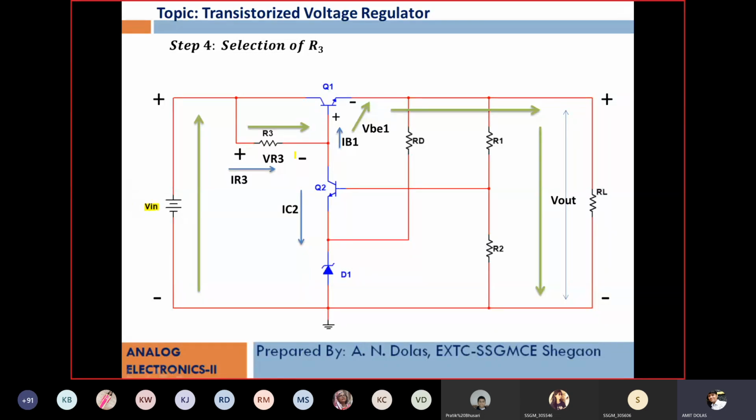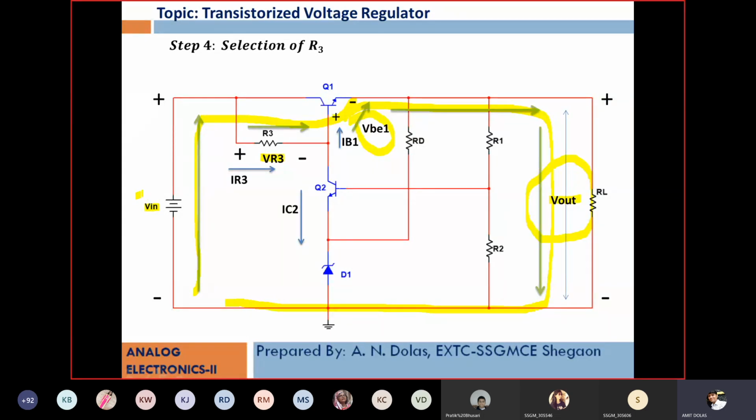V in is the applied voltage. There will be a voltage drop across R3. There will be a voltage drop across VBE of the first transistor, that is VBE1, and a voltage drop across the resistance RL, that is the load. Therefore, we applied KVL in this way. The arrow is shown: input, then the voltage drop across R3, then VBE1, then output. Out of these you can see the known values. Output is known, that is 10 volt. VBE1 is known, that is 0.7 volt.